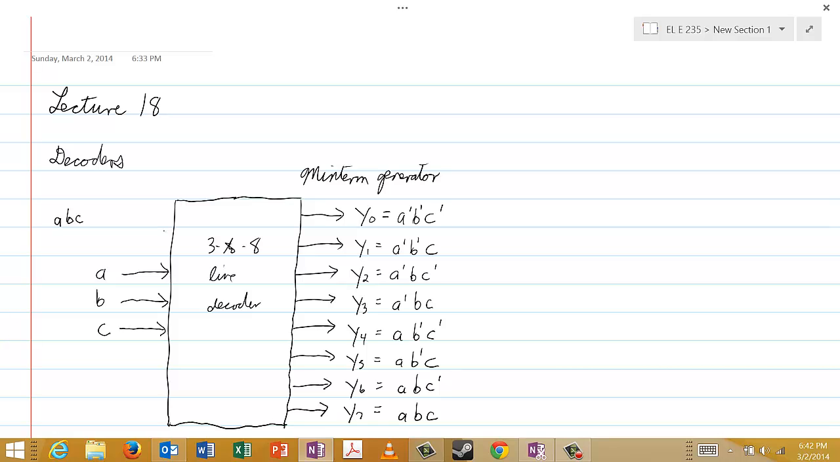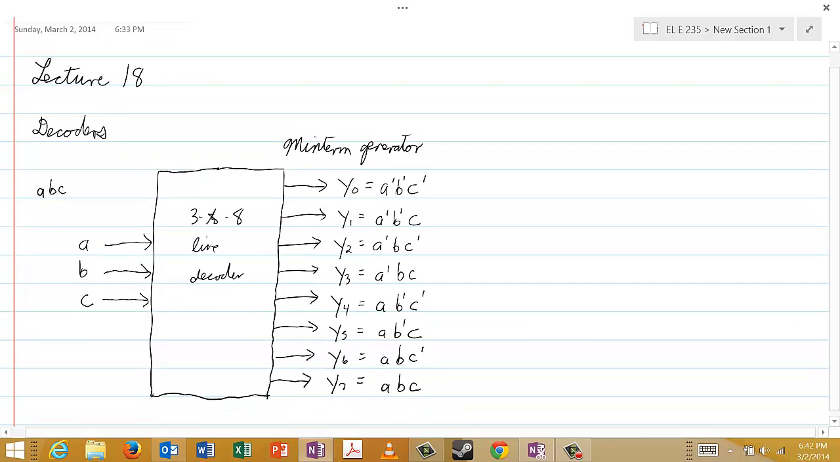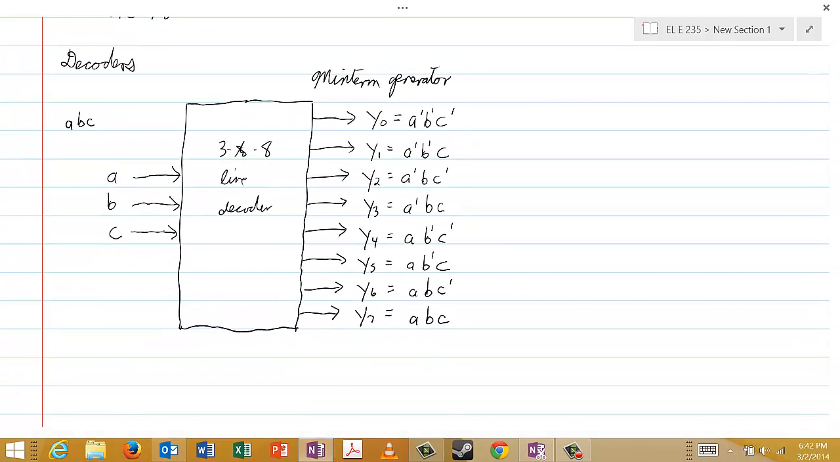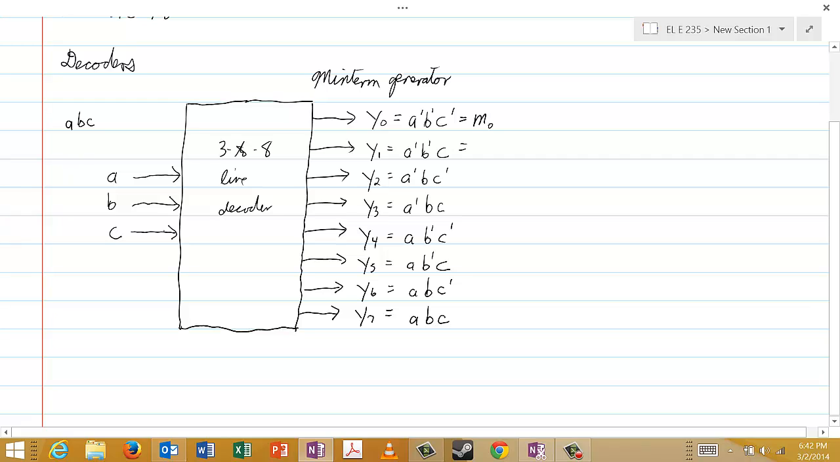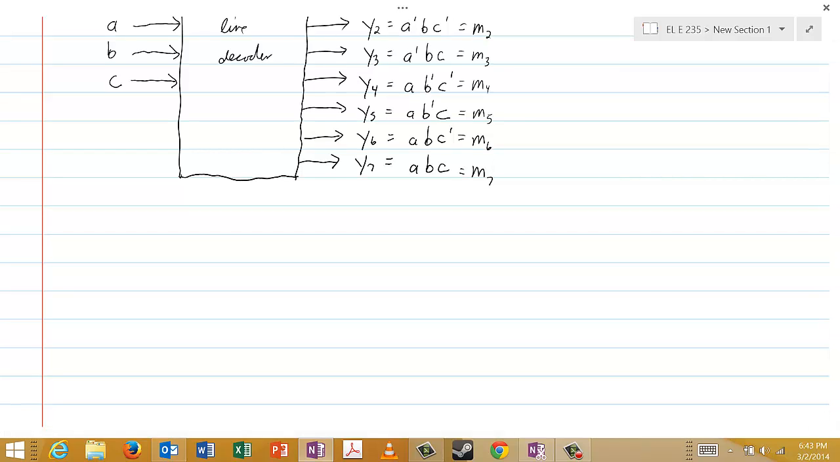Now, we can also invert these outputs, that would look like the following. So actually, let me go ahead and identify. So this is little m0, little m1, little m2, little m3, little m4, little m5, little m6, and little m7, just to emphasize that this is a min-term generator. But another thing that we could do is the following.